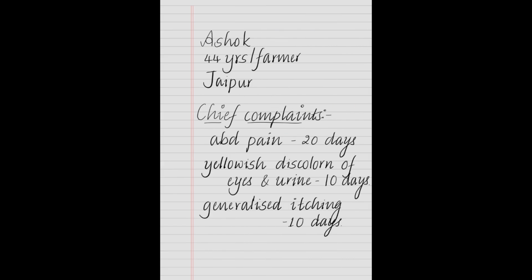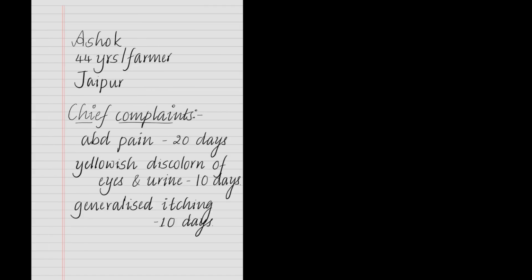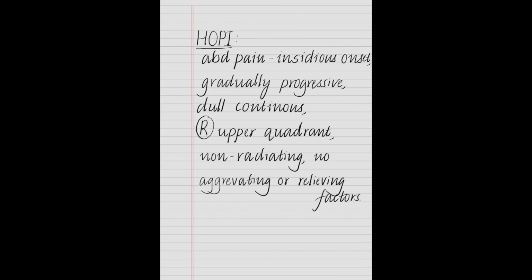Illustration, obstructive jaundice. Let's take an example. Say Ashok, a 44-year-old farmer from Jaipur. Chief complaints: abdominal pain, 20 days; yellowish discoloration of eyes and urine, 10 days; generalized itching, 10 days.